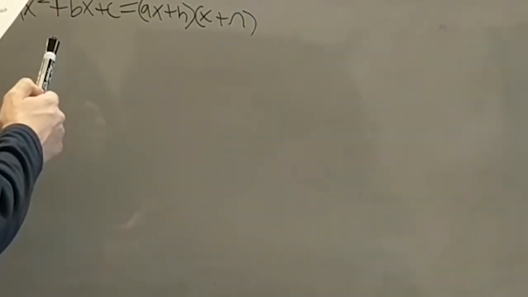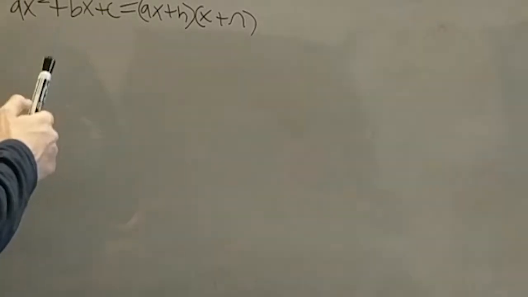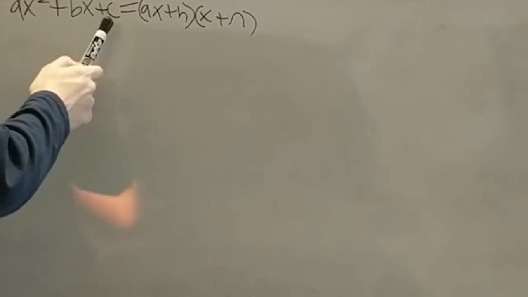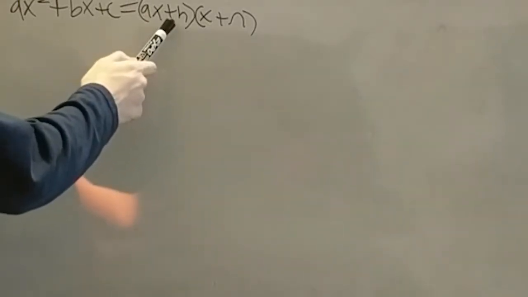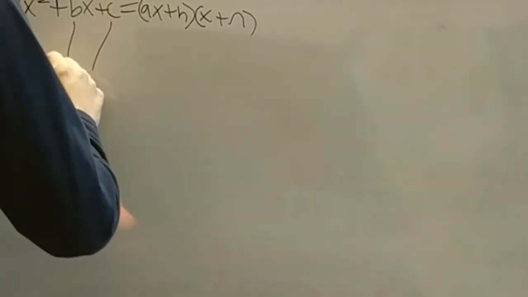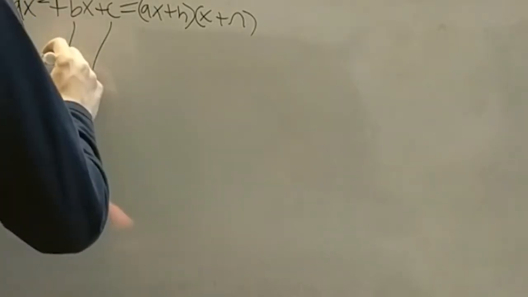In this video, I will be doing a proof of the AC or product sum method of factoring a quadratic trinomial with a leading coefficient that is not equal to 1. I want to factor a quadratic trinomial written in standard form such that ax squared plus bx plus c equals ax plus h times x plus n, under the assumption that a, b, and c are all integers that do not collectively share a common factor.